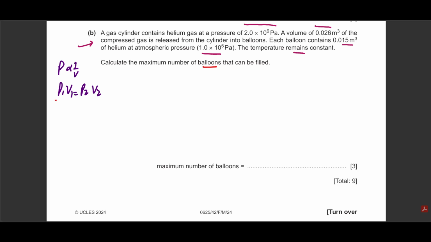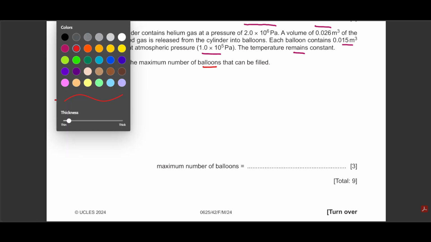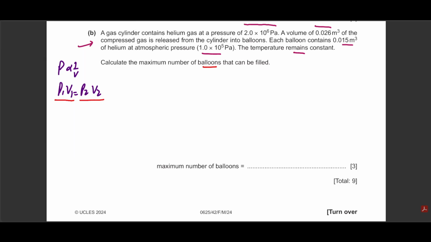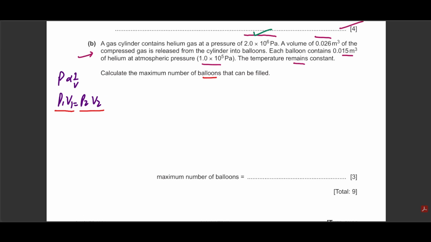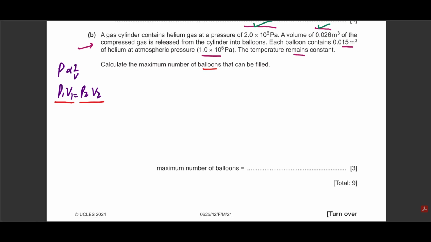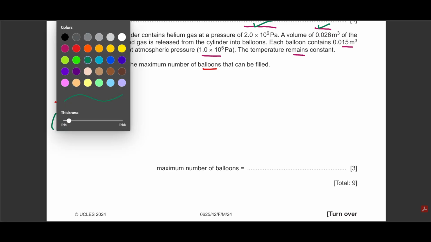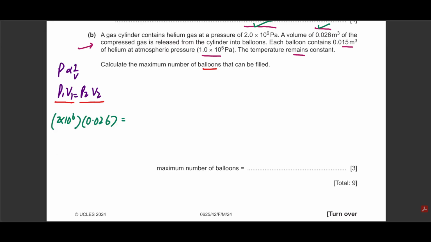You see, one side represents the initial situation. The second side represents the final situation, or another situation other than the initial situation. In the initial situation, I can see that this is the pressure and this is the volume inside the container. So let's write these values down first. So this will be 2, and you turn this to power 6. This is the amount of gas I have inside the container before I've started filling the balloons. The balloons, however, end up having the atmospheric pressure.